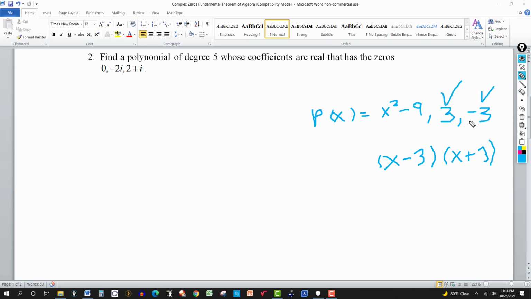So if they give me the zeros, I should be able to find the polynomial. So here are the factors. I multiply that out, and I get x squared minus 9. So using the factor theorem there. Now let's clear this.